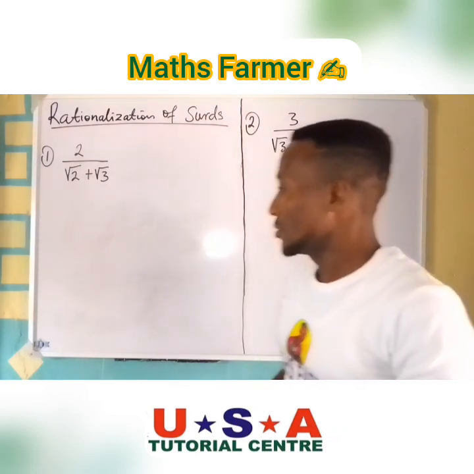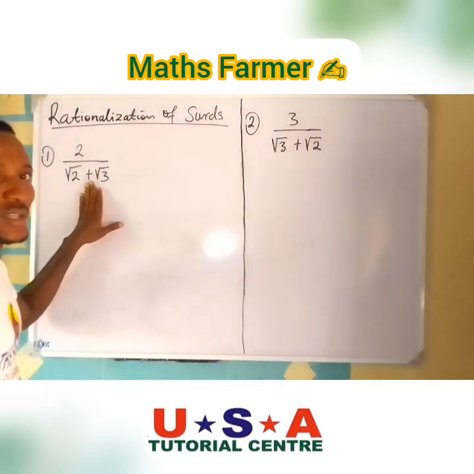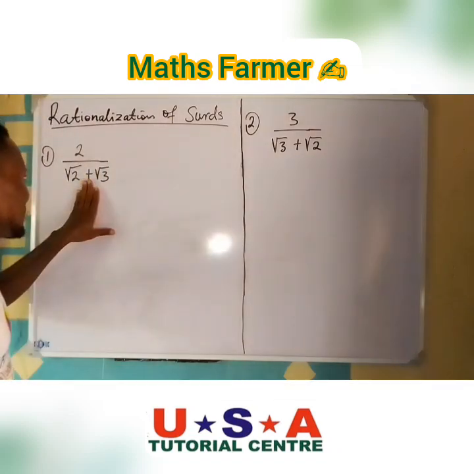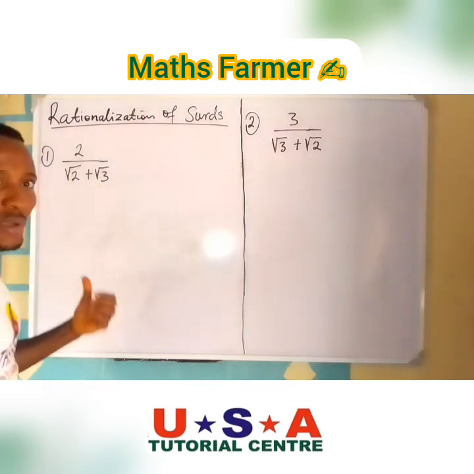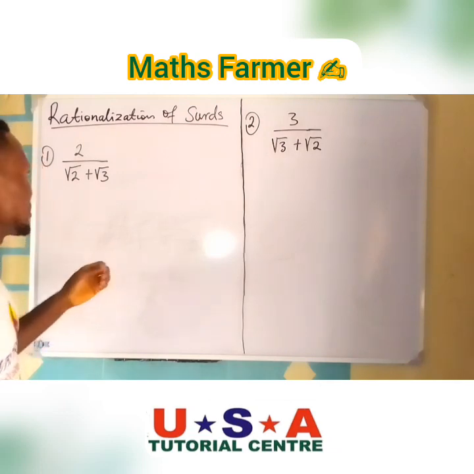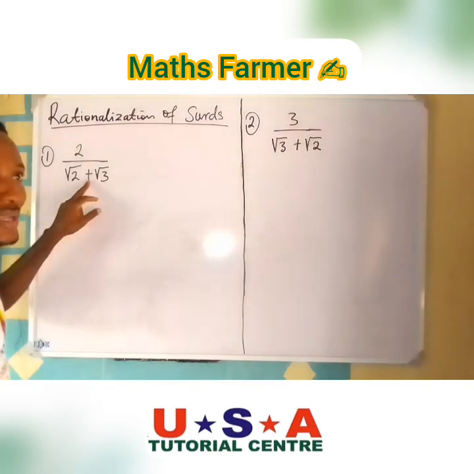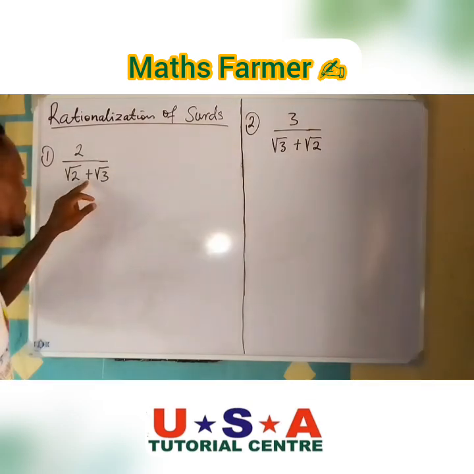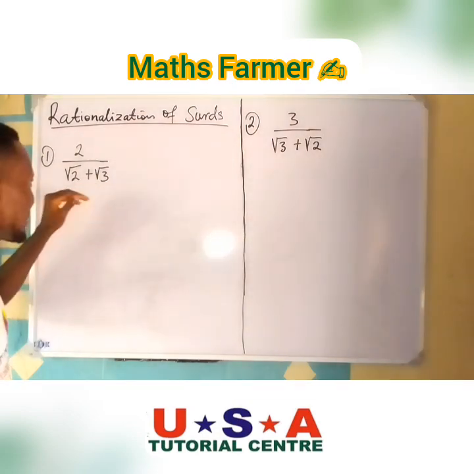Making the denominator rational. So for us to do this, we have to conjugate whatever we have in the denominator, which is root 2 plus root 3. If you have watched my previous video on the conjugate of surds, you will notice that conjugate simply means changing the sign. If you have positive, the conjugate will be negative, and if you have negative, the conjugate will be positive.